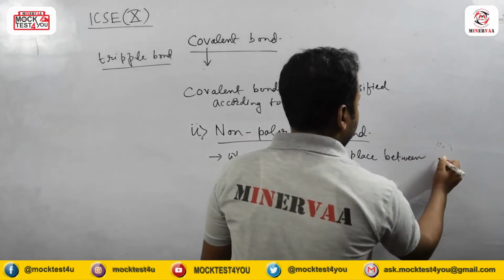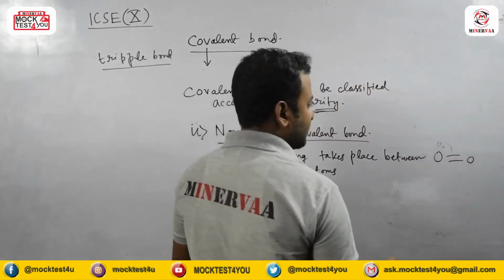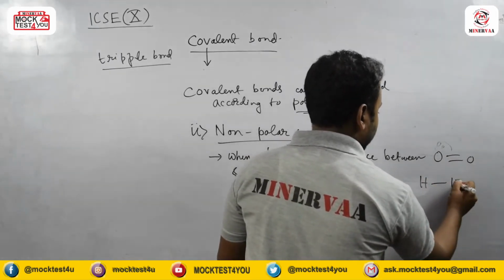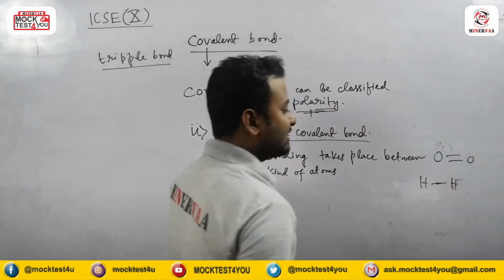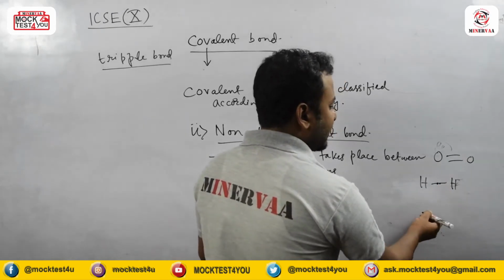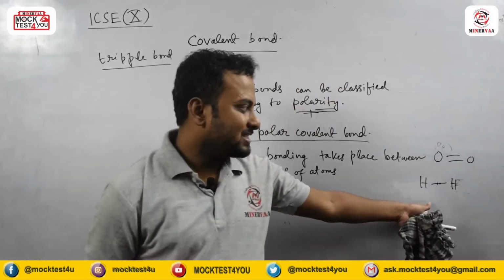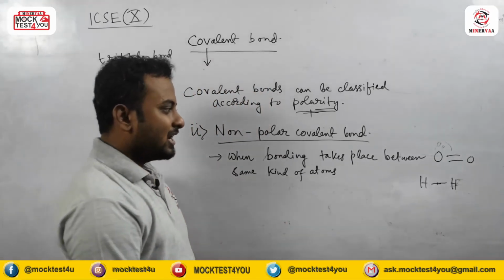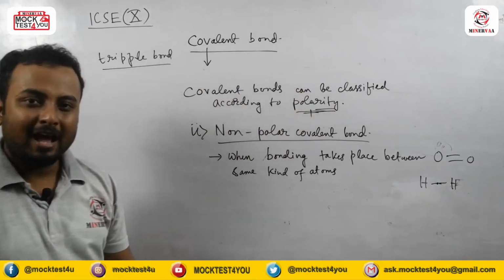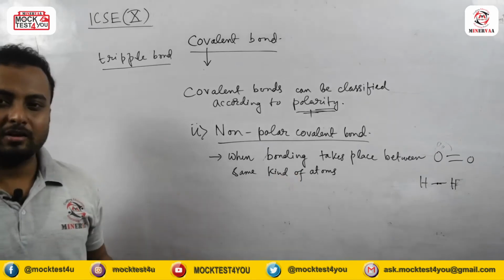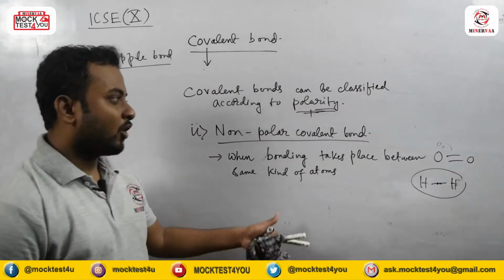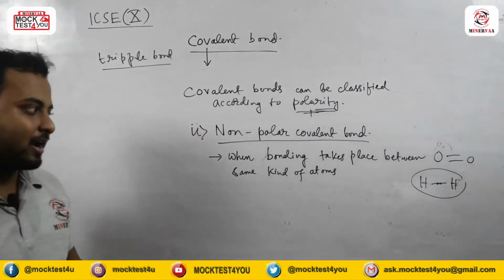We have already seen this between two oxygen atoms. Suppose two hydrogen atoms. The electron pair will stay in the middle because both are the same atoms. The electronegativity difference will be 0. Both have the same electronegativities. So the electron pair will stay in the middle and there will be no charge separation. And if there is no charge separation, no polarity will be developed. This comes under the category of non-polar covalent bonds or non-polar covalent molecules.